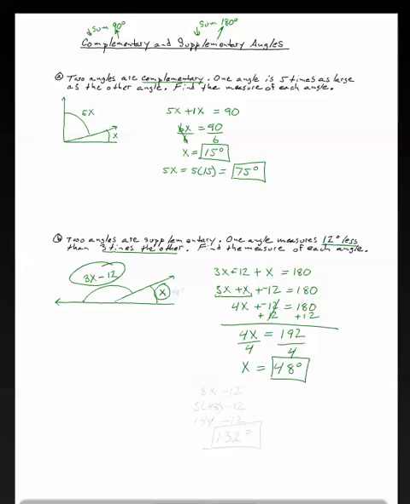Now we have to figure out what the other angle is. We know x, this one is 48 degrees. So now we're going to take 3x minus 12. We know x is 48, so that's 3 times 48 minus 12. 3 times 48 is 144 minus 12. And 144 minus 12 is 132. So we get 132 degrees. Once again, in order to check this, these are supplementary, so their sum should be 180. So take 48 plus 132 and make sure that you get 180 degrees.